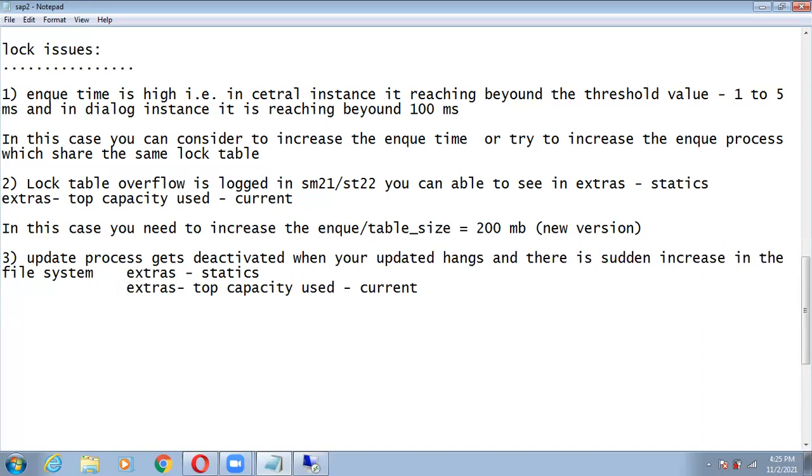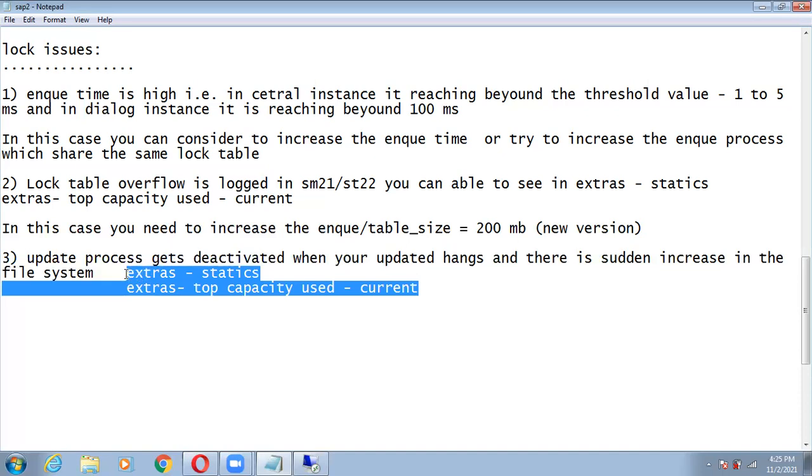So generally what happens when your update gets deactivated? Whatever data is in the temporary table will not be updated in the permanent table, right? So in that situation, you need to see the statistics of the NQ. If you don't check this one, your update gets deactivated. So what is the T code for the update?